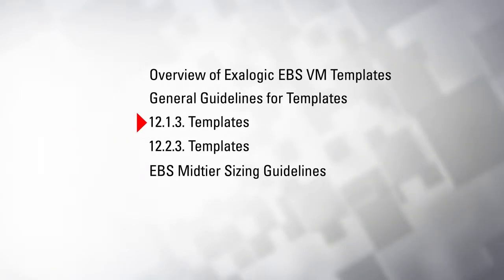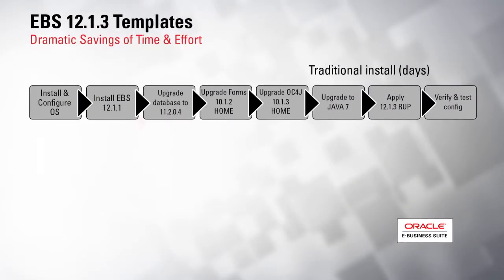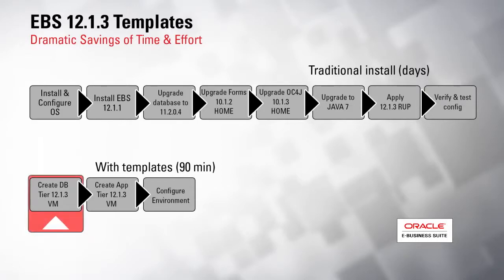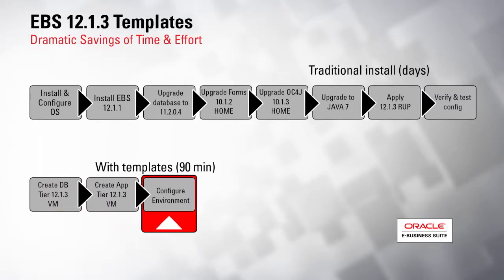Let's dig into some details about 12.1.3 templates. So typically in an installation, you cannot install 12.1.3. You have to start with a 12.1.1 install, upgrade the database to 11.2.0.4, upgrade the Forms home, upgrade the OC4J home, upgrade Java, then apply the 12.1.3 RUP, and finally verify and test configuration. With the templates, all of those steps are already done for you. All you need to do is create a database 12.1.3 virtual machine, an application 12.1.3 machine, and wire them together. The traditional install can take many days, whereas the template install can typically be done in about 90 minutes to 2 hours.